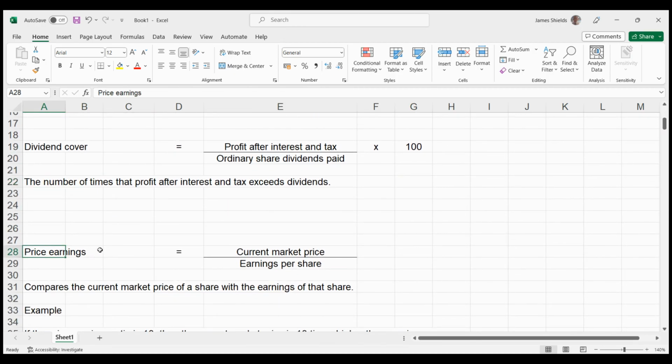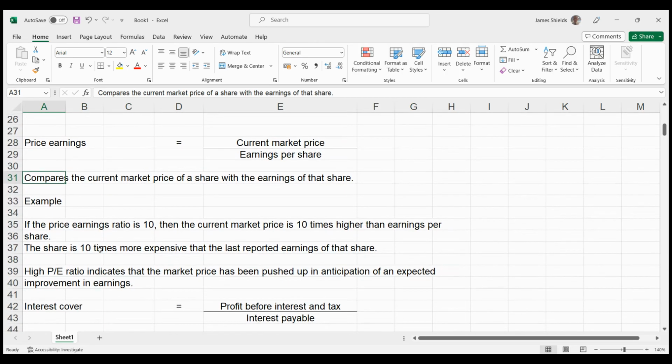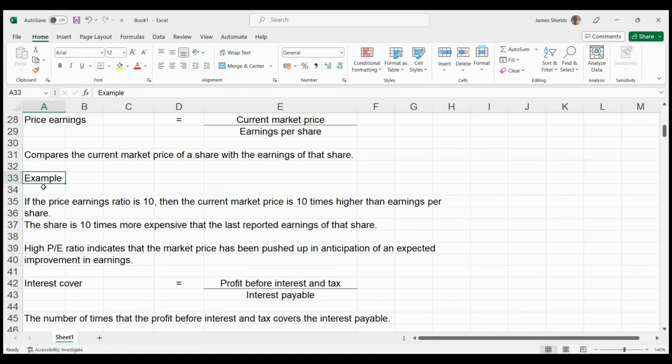Price earnings ratio is the current market price over the earnings per share. It compares the current market price of a share with the earnings of that share. Right, here's a little example to explain it. So I've got an example.